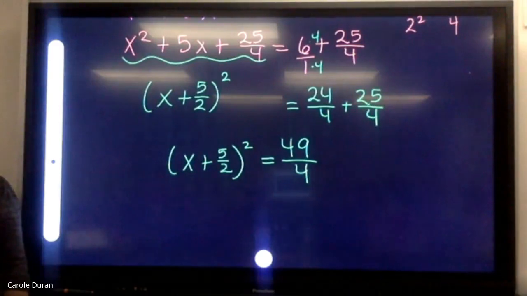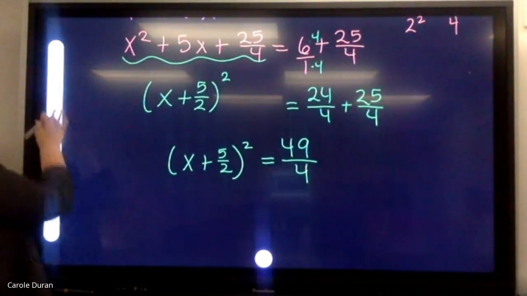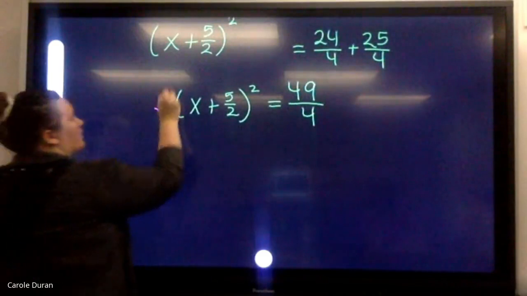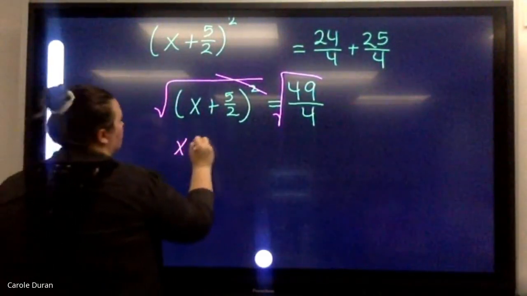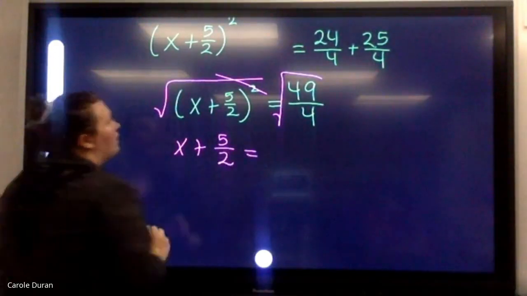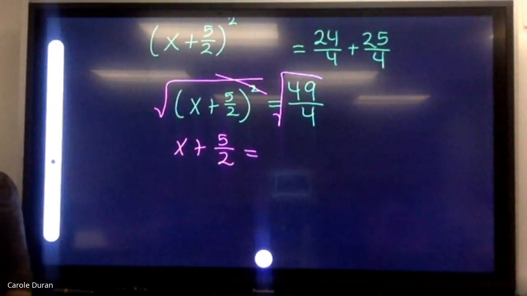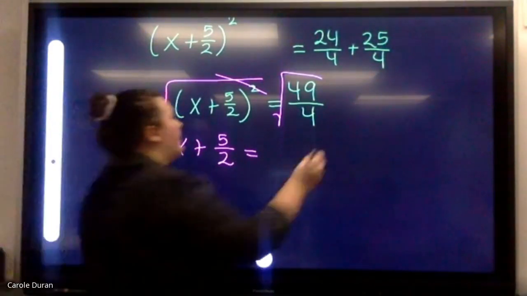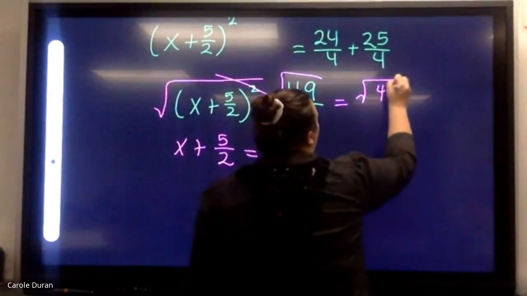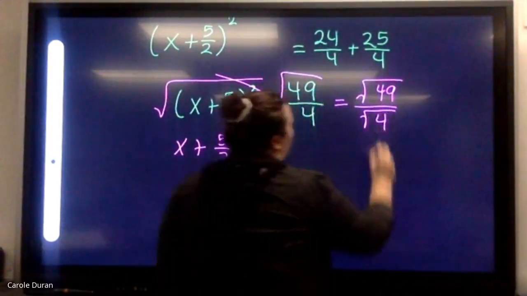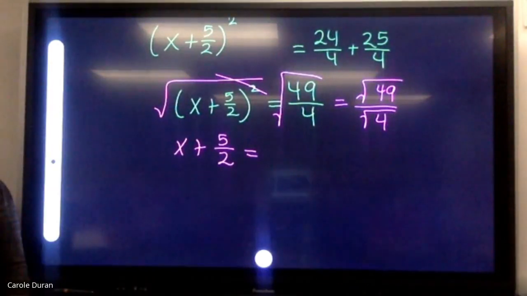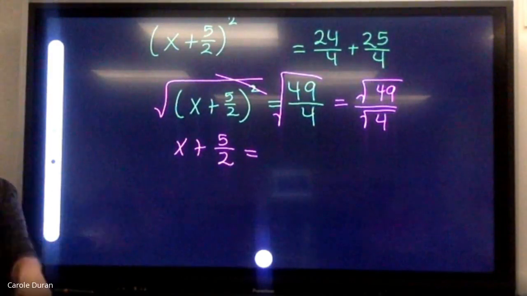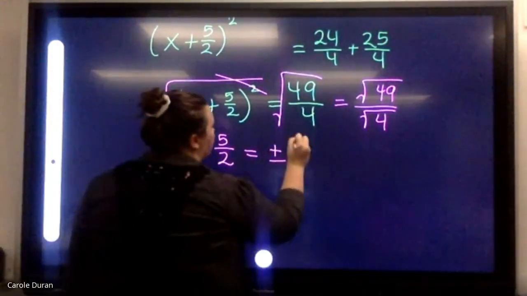It's just like the previous problem where I need to square root both sides. A square root and a square cancel each other out. And then I take the square root of 49 over 4. When I take the square root of a fraction, that is the same as taking the square root of its numerator over the square root of its denominator. What's the square root of 49? What's the square root of 4? So this square root is 7 over 2, but it's positive and negative.